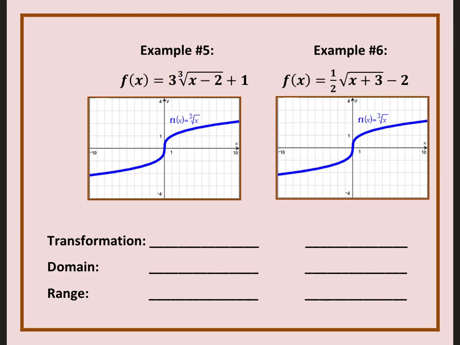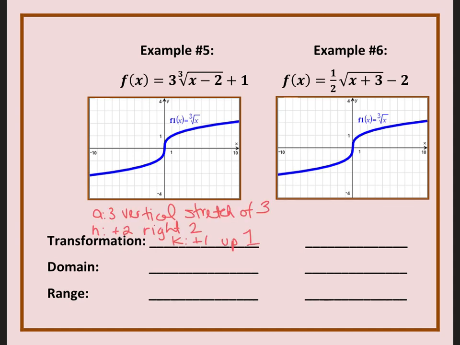We have an A value of 3. An A value of 3 means vertical stretch of 3. -2 under the radical is an H value, but I have to change the sign. So H is really a +2. So this graph is going to shift to the right 2. And the graph is going to shift up 1, and the K value is a +1.